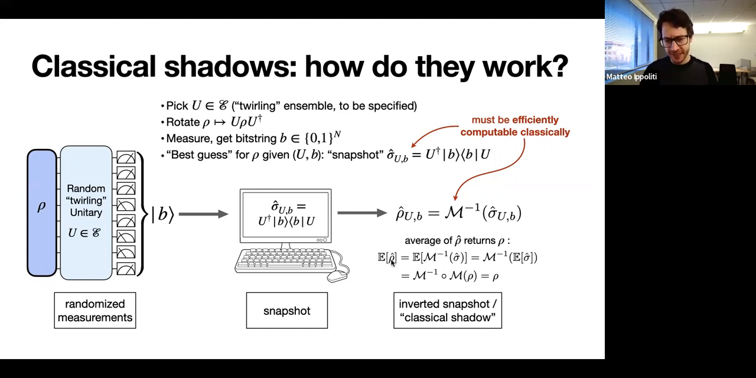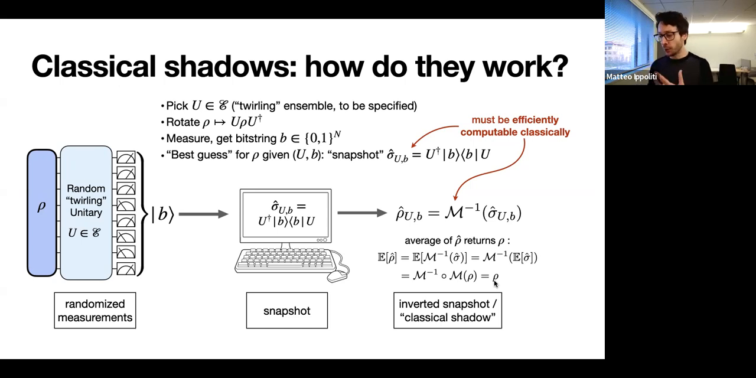So if I take an average of these guys, again, I've defined them as M inverse of my snapshot sigma. M is a constant matrix, so I can take my average inside, and from the definition of rho hat, from the definition of M as the average of these snapshots, I find immediately that I get a composition of M and its inverse, which cancels out. So in all, I find that the average of these inverted snapshots is my state of interest. So this is where the tomography aspect of this comes from.